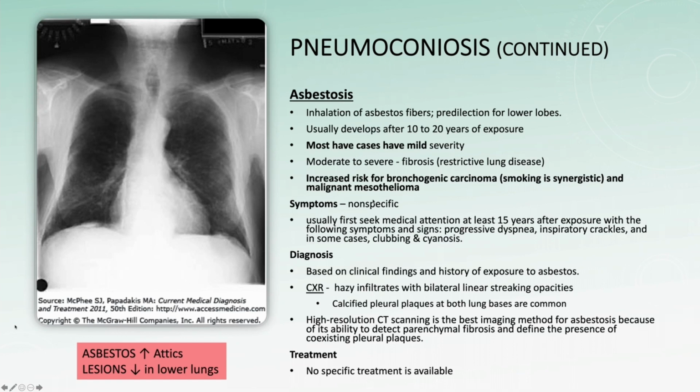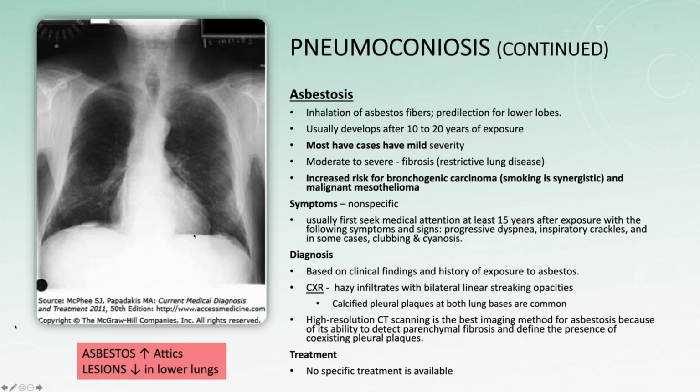Usually symptoms are, again, pretty nonspecific. You have to ask about the occupational exposure. And most patients, like we said, have crackles, clubbing, cough, plus or minus cyanosis. On chest x-ray, because asbestos usually comes from insulation in the attic, which is up top, the lesions tend to be down in the lower lungs. It's opposite, similar to the other pneumoconiases. So asbestos up in the attic, lesions tend to be down below on the bases.